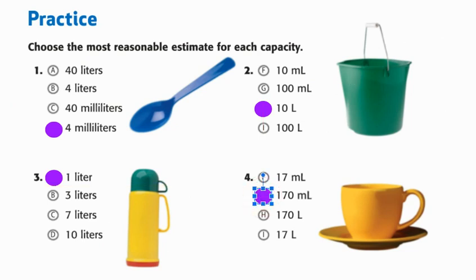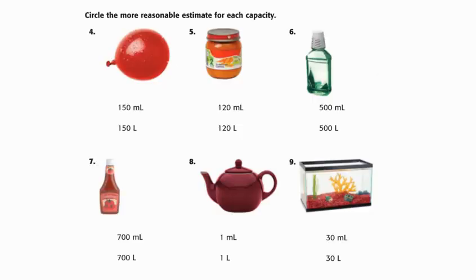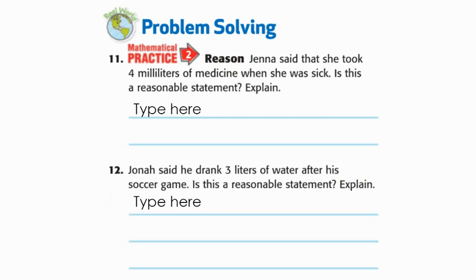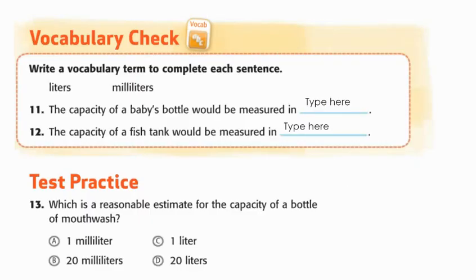Your classwork today is to use these objects to help you estimate. So here you're circling the more reasonable estimate. You have 2 word problems. You need to match each object to its reasonable capacity, and you can use the line tool. You have a vocabulary check and a multiple choice question.